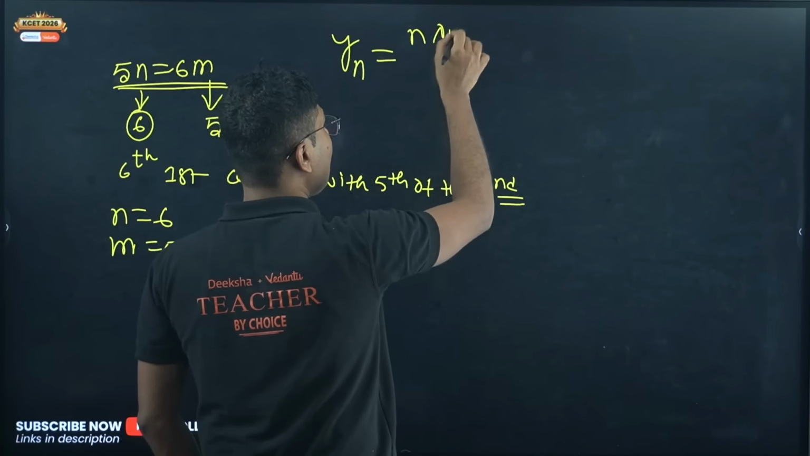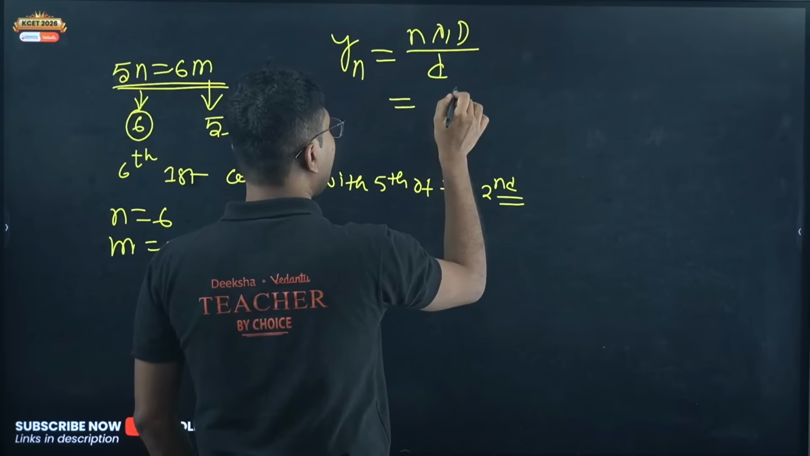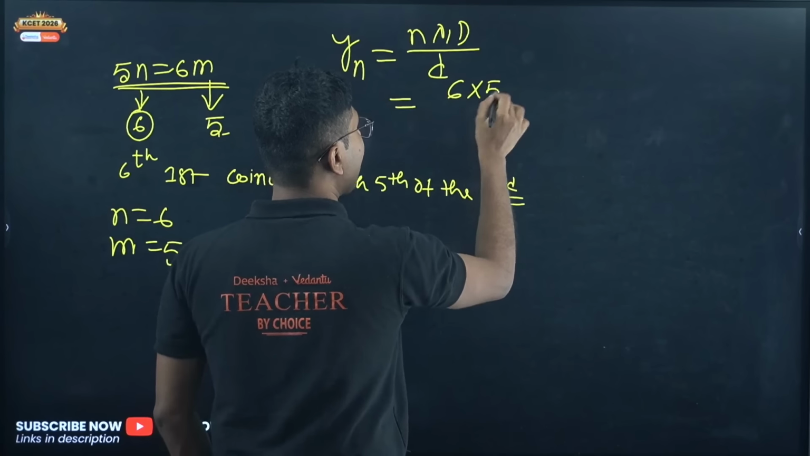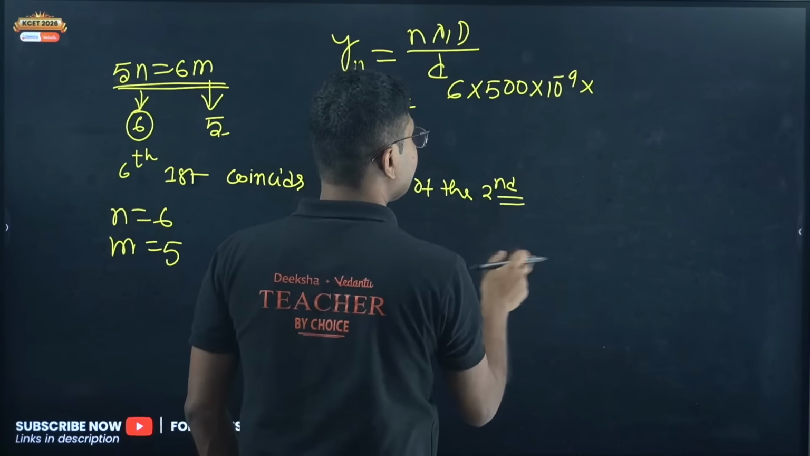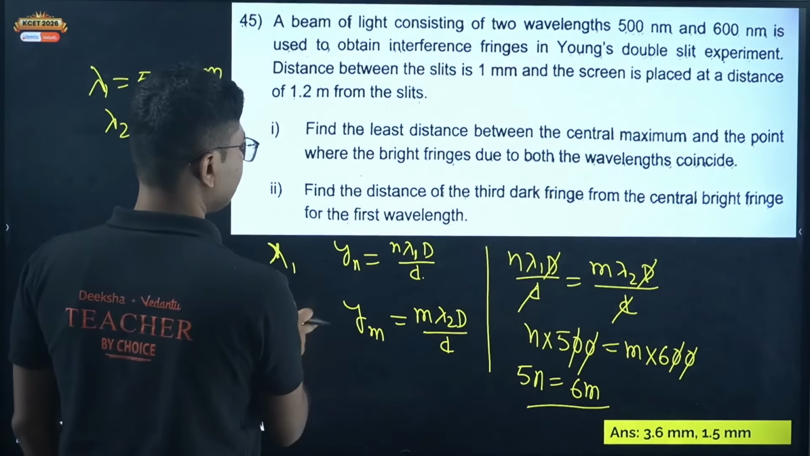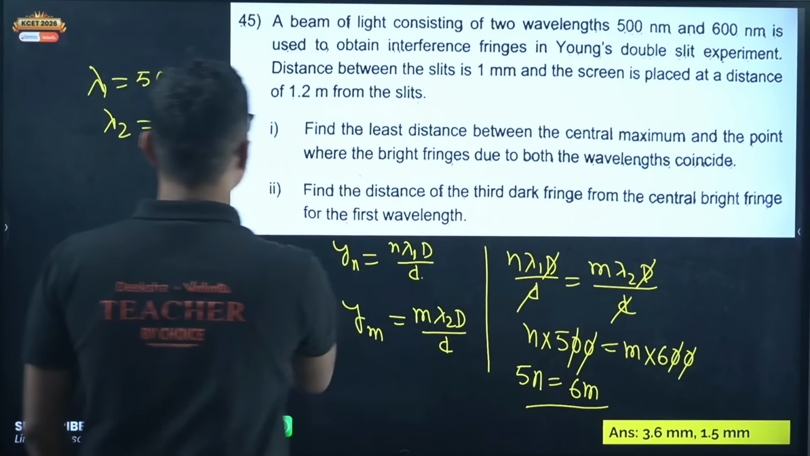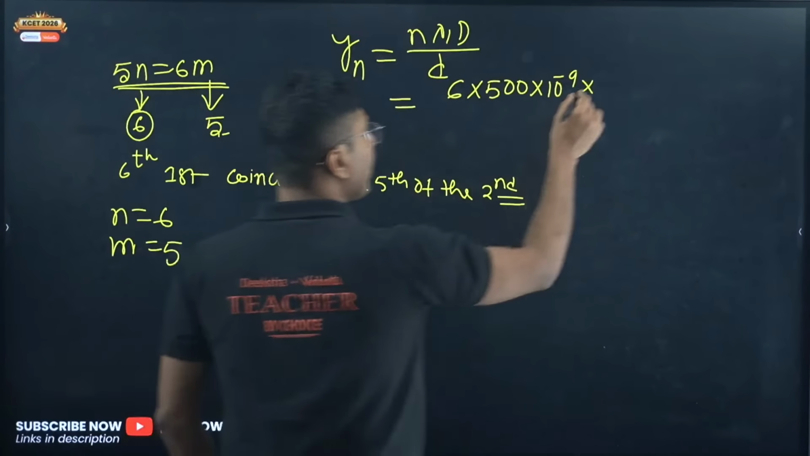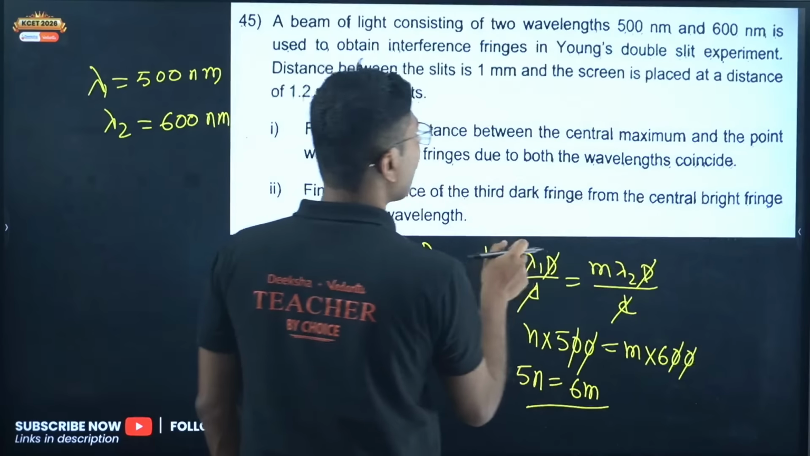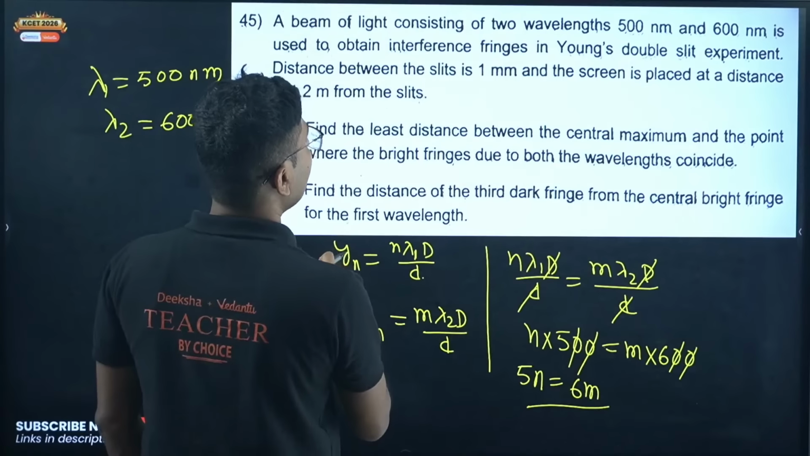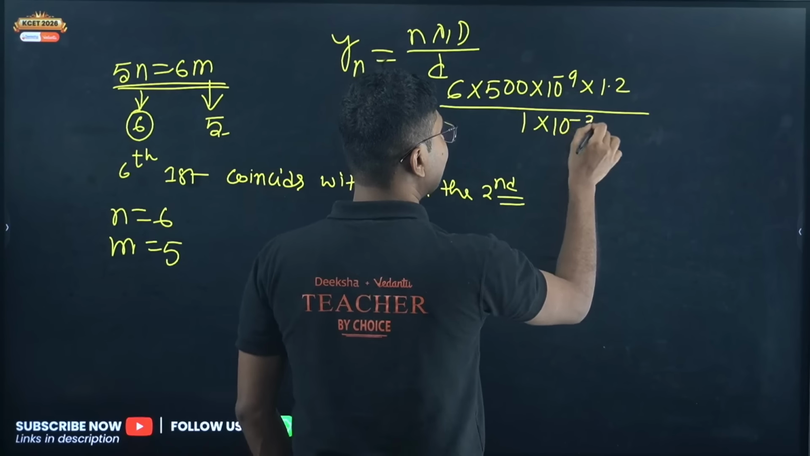n lambda 1 D by d, I am using this one. So n is 6, lambda 1 is 500 nanometer. D, I think D was given, 1.2 meter. So it will be 1.2 meter, and small d is given, I think 1 millimeter. Yes, 1 millimeter. Millimeter means 10 to the power of minus 3.